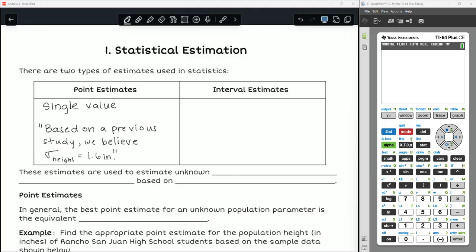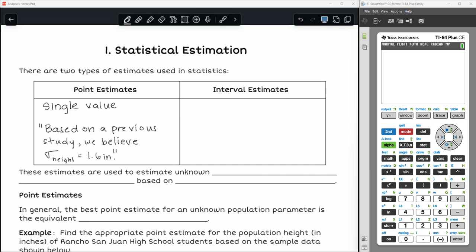This is nice in that it's fast to do. We already know how to calculate those single sample statistics. So that's something that's quick to do on a calculator with one var stats. The downside is that a single sample is unlikely to produce an accurate estimate.